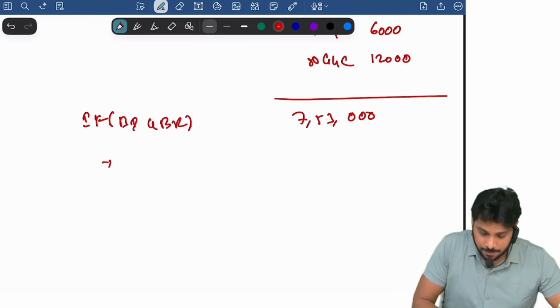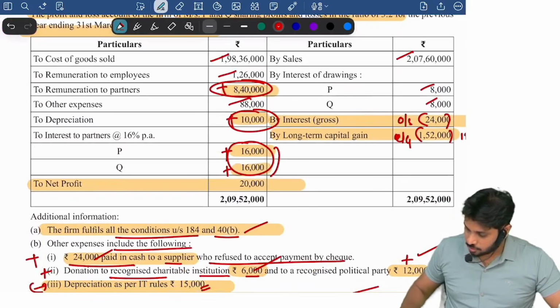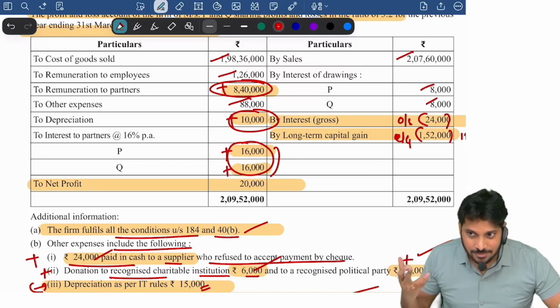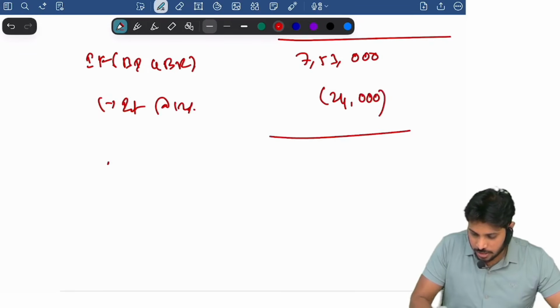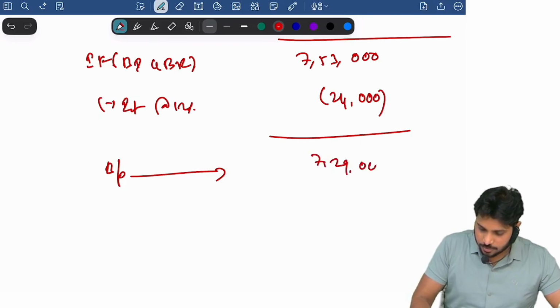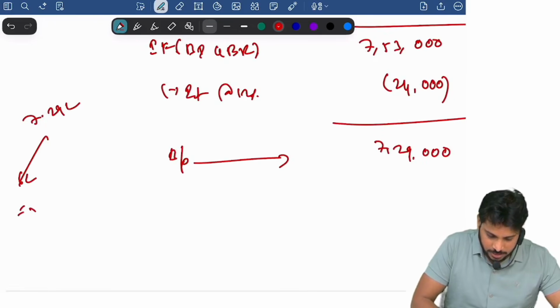Am I right? Minus first, interest at maximum 12%. So look at it, 12% how much? 32,000 is at 16%, at 12% how much? 24,000. Clear? Yes or no? So 24,000 interest. Therefore book profit is how much? 7,53,000 minus 24,000 is equal to 7,29,000. Now calculate eligible remuneration: 7.29 lakh, up to 6 lakh, 90%.